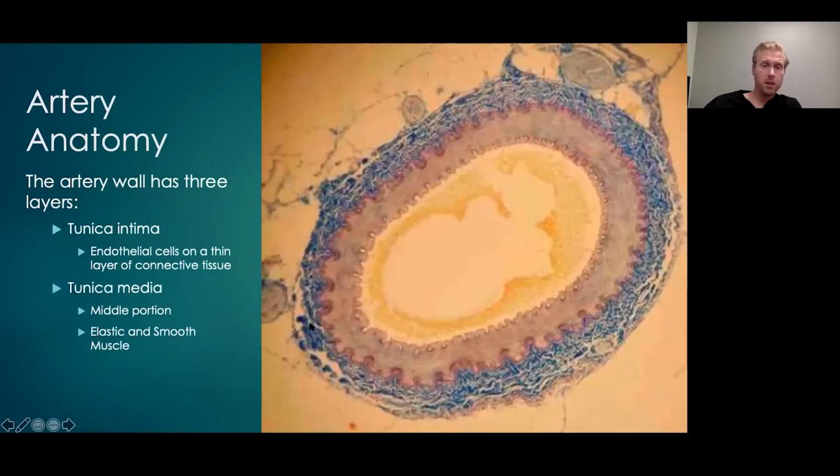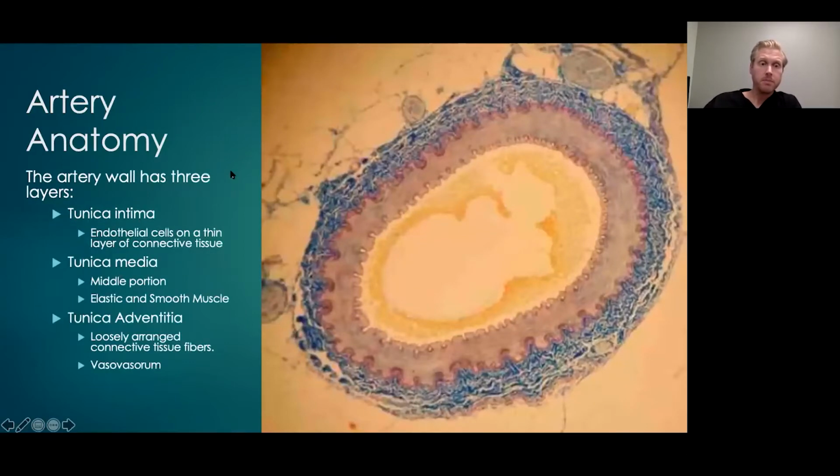Tunica media, which is the more middle portion here. Elastic and smooth muscle mixed in there, provides much of the elasticity and contractile component of large blood vessels. And then the adventitia, which in this slide is stained blue, which provides a lot of the tensile strength to resist dilations and fusiform aneurysms and that type of thing. And those can grow when this is violated. Also, the blood supply to the artery itself is in this region as well, the vasa vasorum.